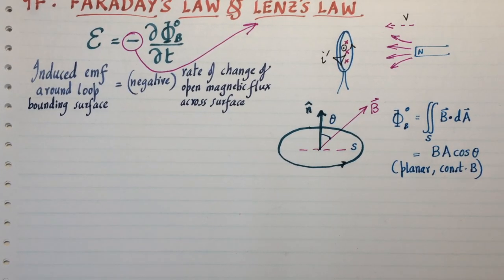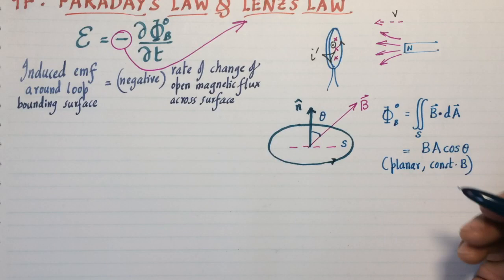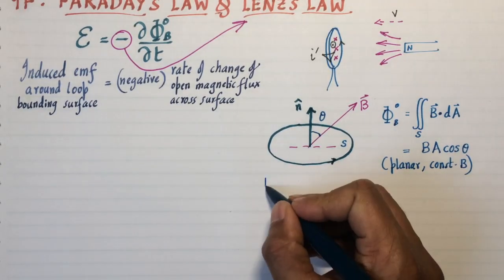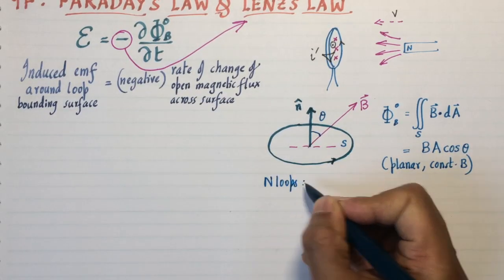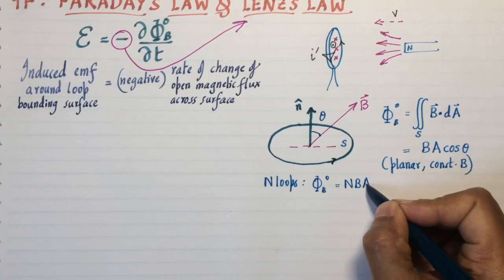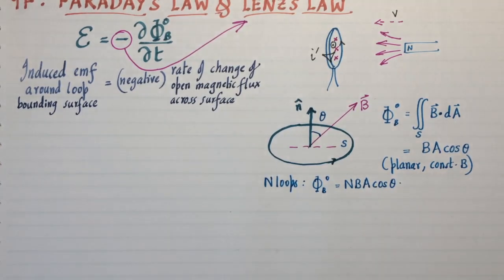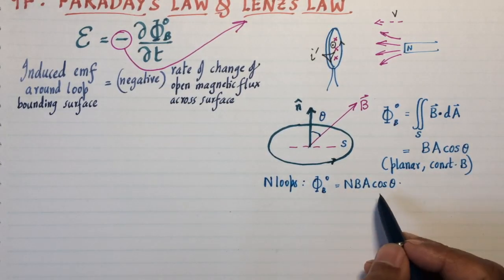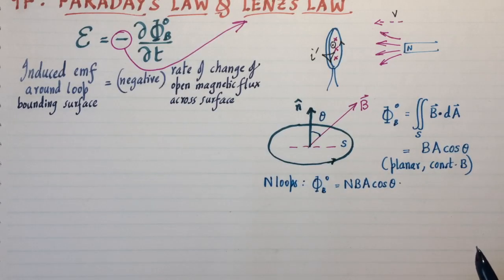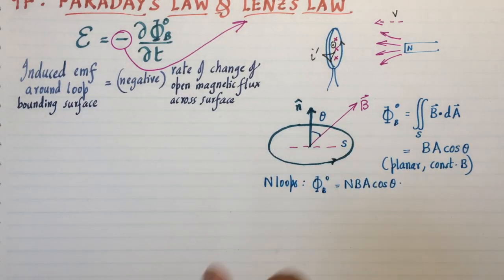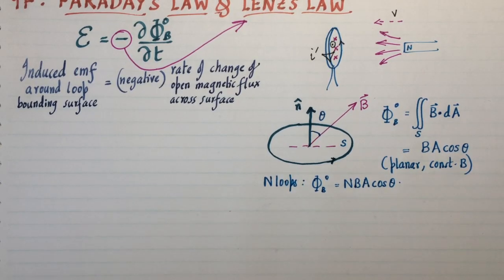But that's an important case, and if there are n loops, you just put an n there, and then you have NBA cosine theta, our favorite flux expression. So I'll write that too. Now, in general, though, it can be very complicated, but for this particular video, I'm going to stick with NBA cosine theta as being my favorite way of measuring flux. So I know the right-hand side somewhat, at least for a planar coil. And most coils and applications are really planar.